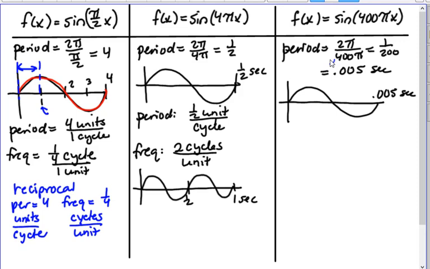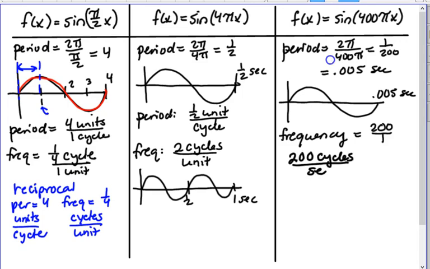So it actually makes more sense to report the frequency of the sound. And you've probably heard of frequency of sound. The frequency would be 200 over 1, or 200 cycles per second. And there's actually a special unit, cycles per second, which is called hertz, 200 hertz. But 200 cycles per second. That means if you stand at a certain spot and you count sine waves as they go by, 200 complete sound waves are going to go by in 1 second.